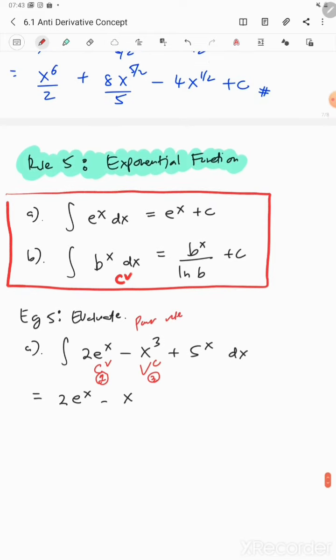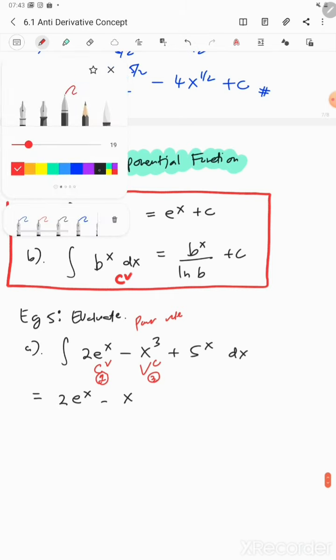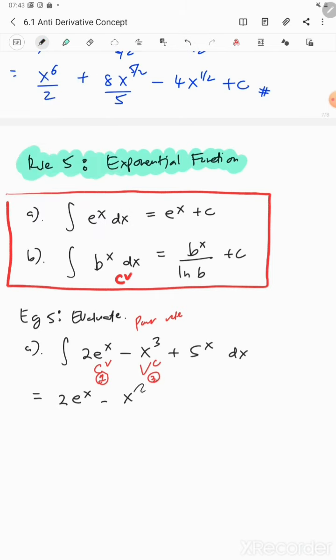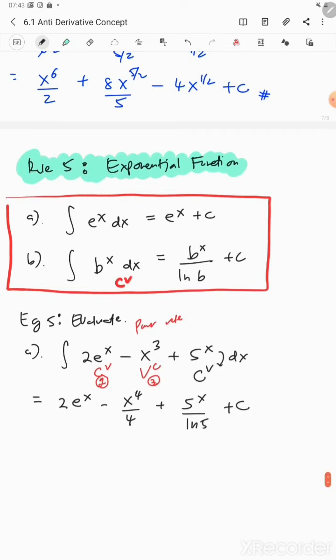Where for the power rule, you have to add 1 to the power. So for the negative term, the power we add 1, so x power 4 divided by 4. Plus, this one 5 power of x is c power of v, right? The pattern. So we have to apply the formula for b, where we copy the term 5 power of x divide by ln 5 plus c. So this is how we solve exponential function.